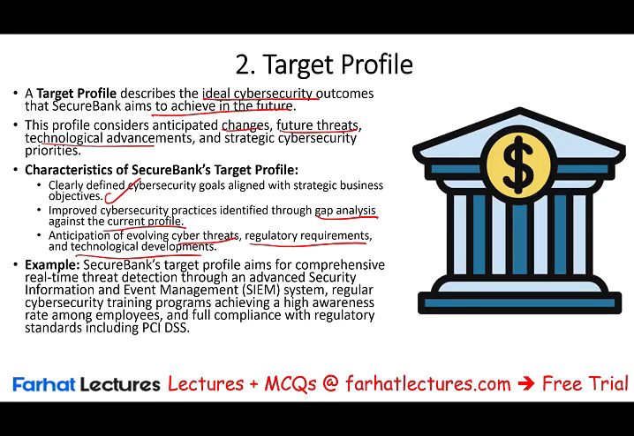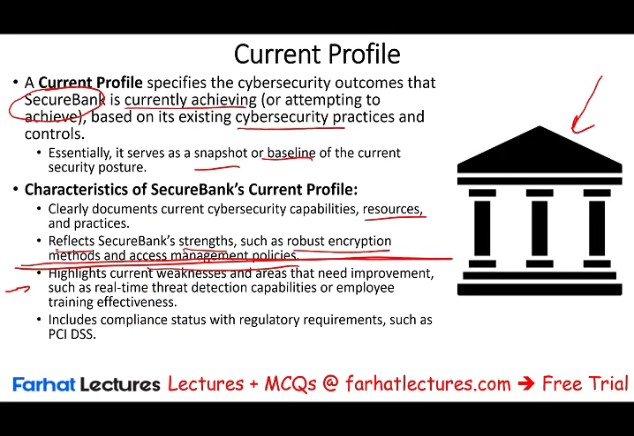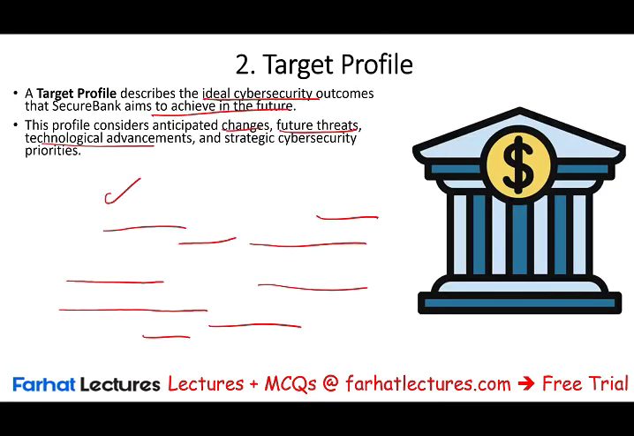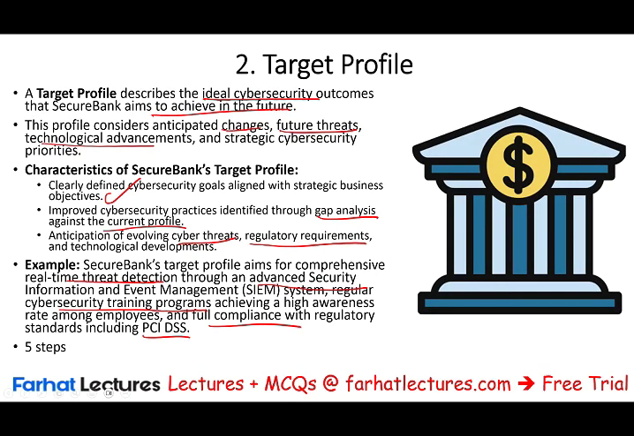So, for example, the target profile aims for a comprehensive real-time threat detection system through an advanced security information and event management system, regular cybersecurity training because they are lacking in achieving a higher awareness rate among employees, and they want full compliance with the PCI DSS. How did they come up with this? Based on their current position, including the weaknesses and what they are missing. Now the question is, how do they go from the current to the target? There's a 5-step process. We'll outline the steps one by one.